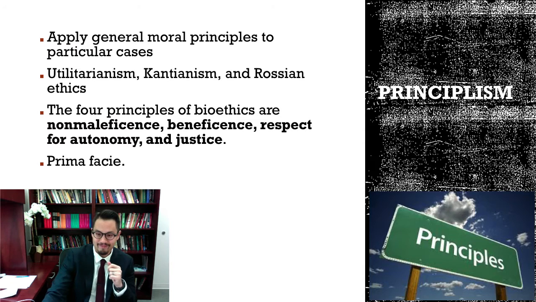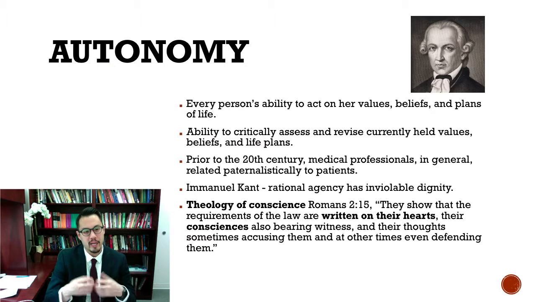So let's get started. Number one, respect for patient autonomy. Autonomy generally refers to every person's ability to act on her beliefs, values, and plans of life. This also includes the ability to critically assess and to revise our currently held beliefs and values. Since autonomy is an ability, people need help to develop it, for instance, through education, through discipline or moral formation. And people also might lose it, say in a comatose patient.